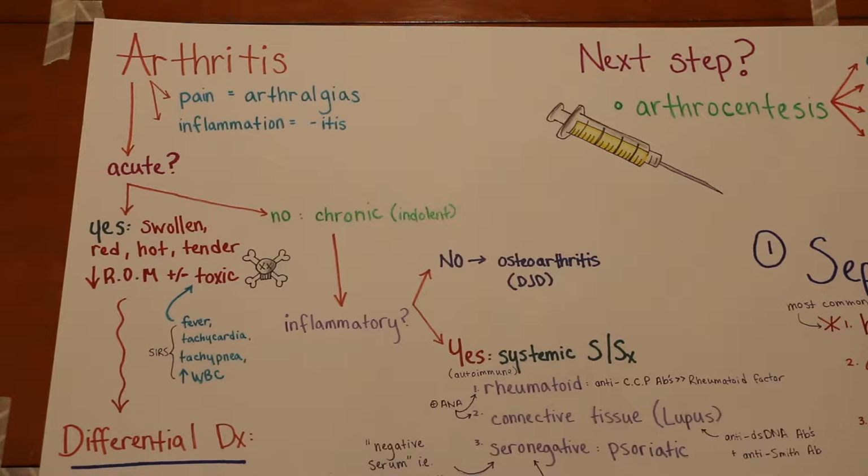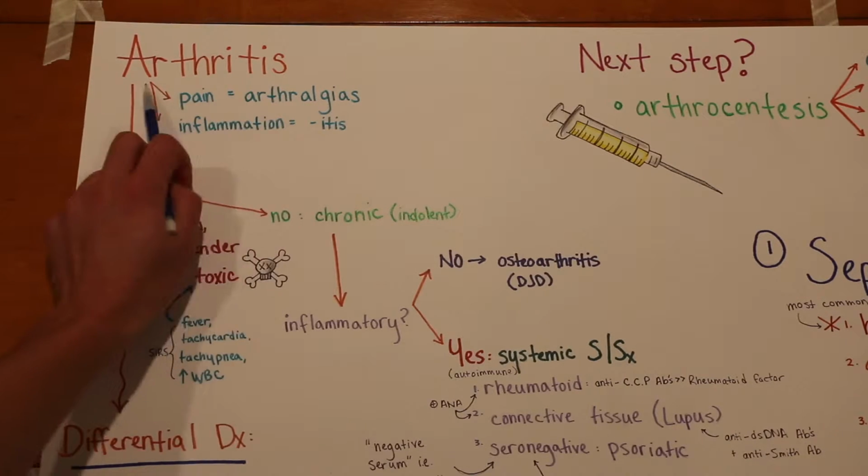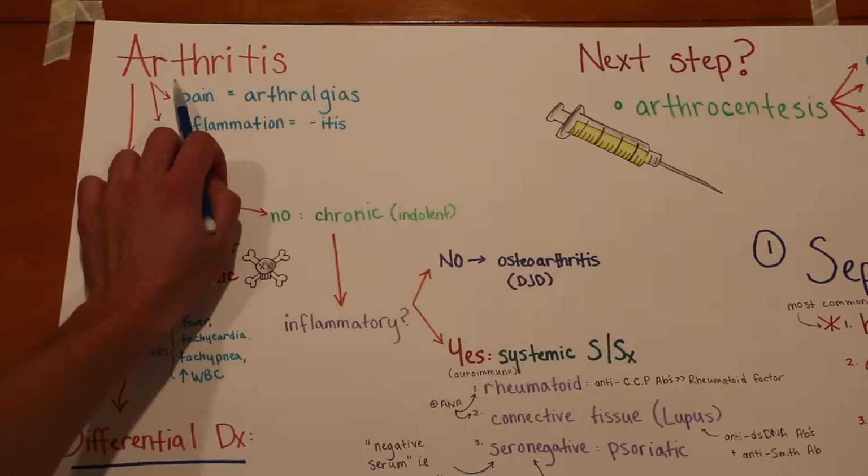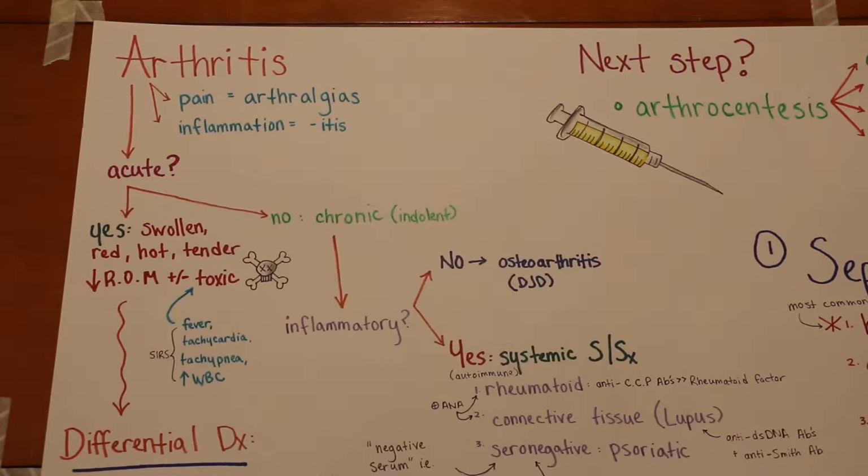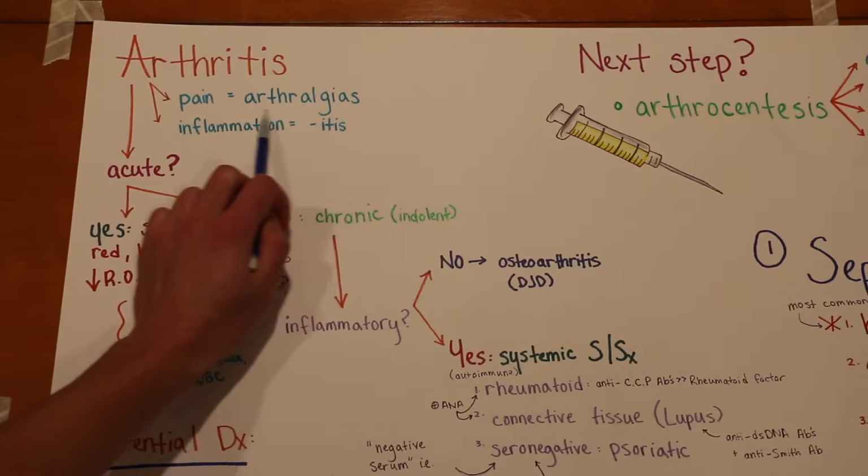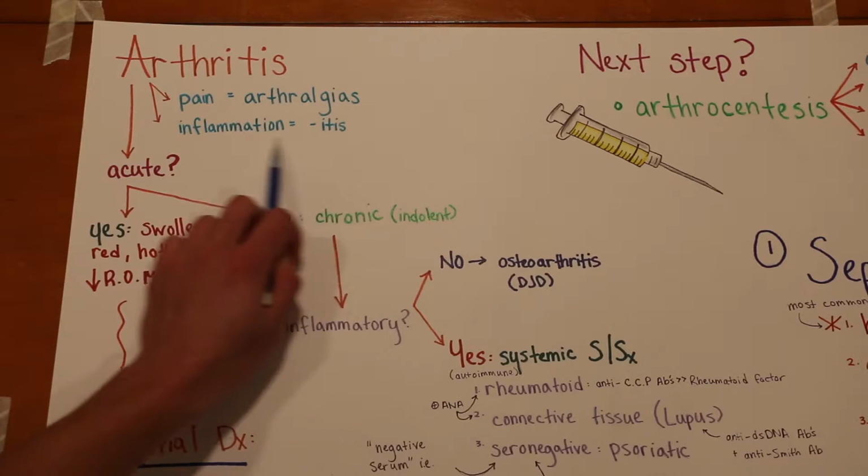One common set of conditions that I've seen tested a lot on Step 1 and the shelf exams, which will also be useful for your clinical years, is the arthritides. A common chief complaint listed is joint pain or joint swelling, so your arthralgias or arthritis.